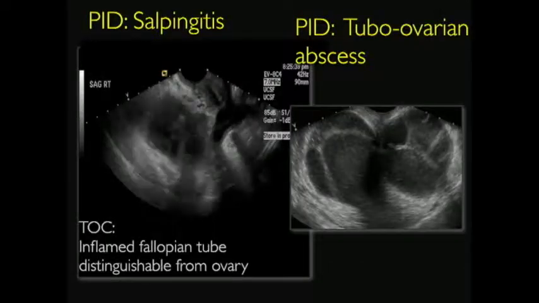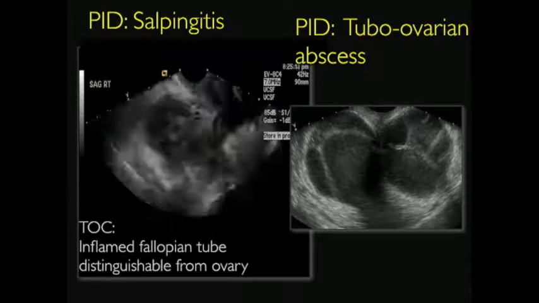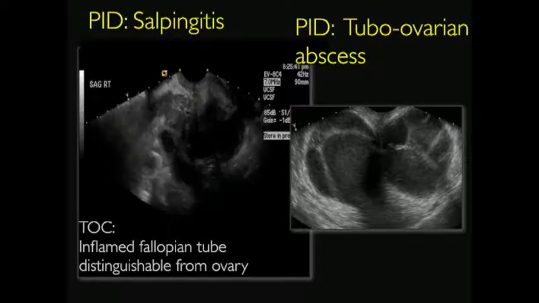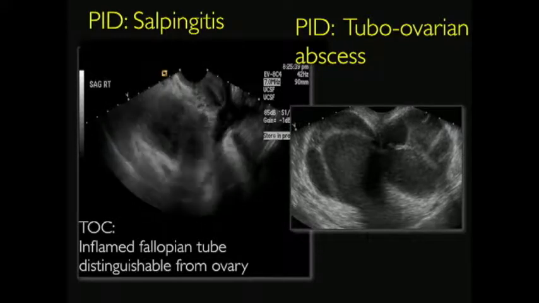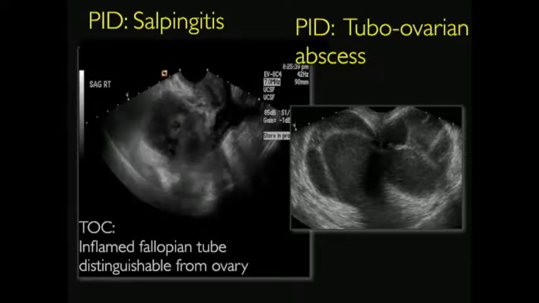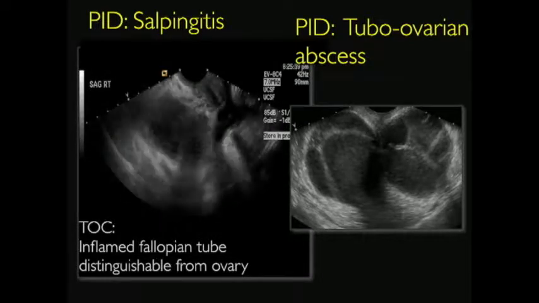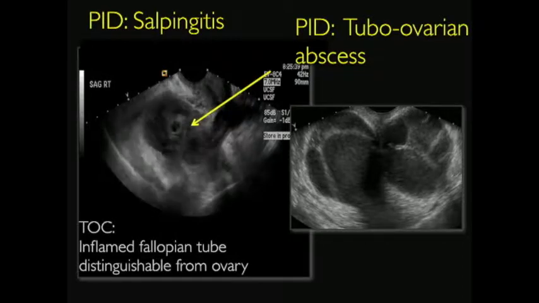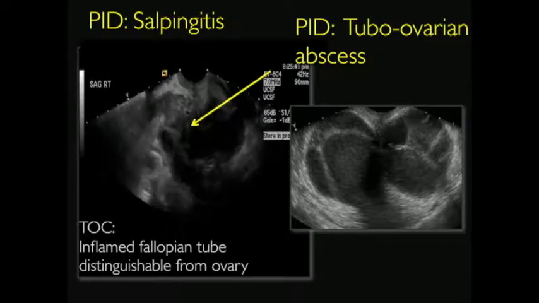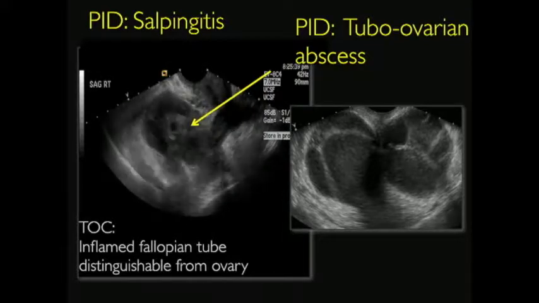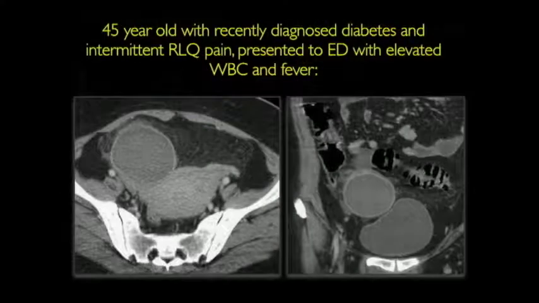But I'm just going to get to the point in a minute. So here's the tubo-ovarian complex: if you have an inflamed fallopian tube and you can distinguish a normal ovary from it. And then a tubo-ovarian abscess is when you can't really distinguish the ovary and tube from each other. On ultrasound, imaging is pretty much usually clear. Now, sometimes this can be a pitfall, as it was in this case.